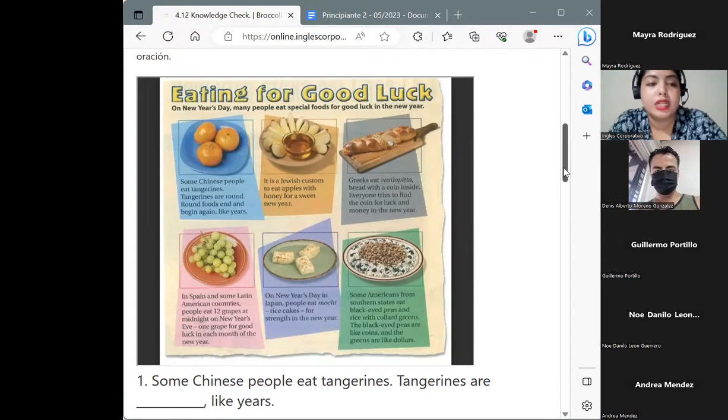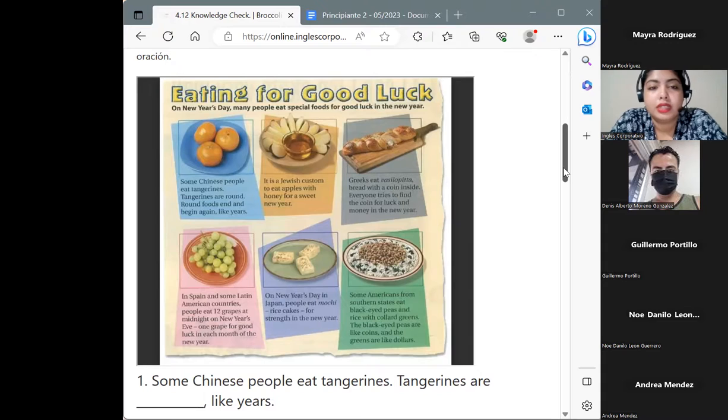And it says that some Chinese people eat tangerines because they are round. And round foods end and begin again like years. Ellos lo ven como algo que es un círculo, ¿verdad? O algo que termina y empieza en el mismo ciclo, así como los años. The next one is a Jewish custom to eat apples with honey for a sweet New Year. Es una tradición judía, ¿verdad? De comer manzanas con miel para poder tener un dulce inicio de año.